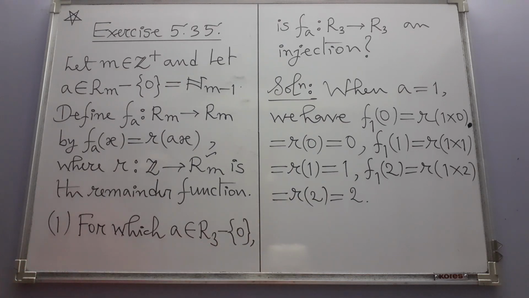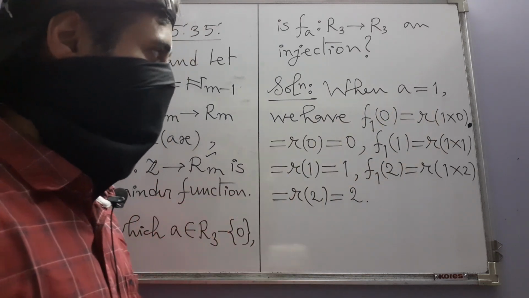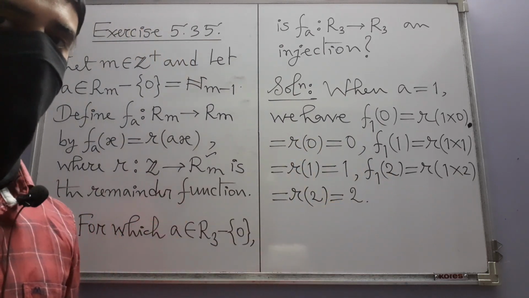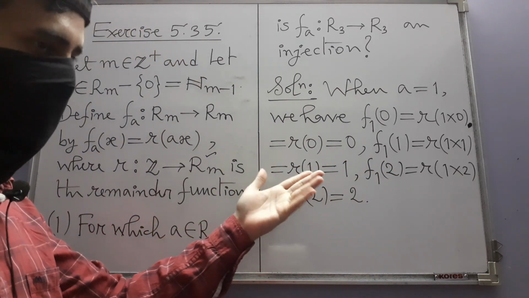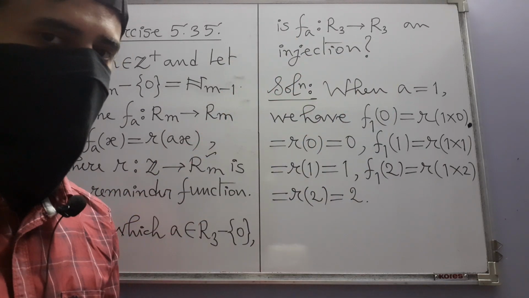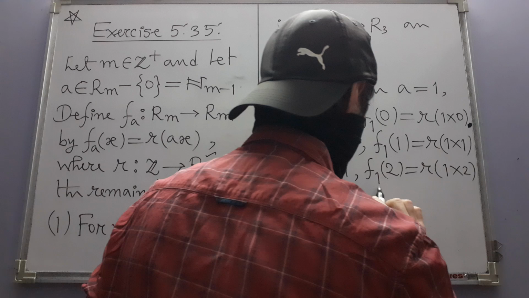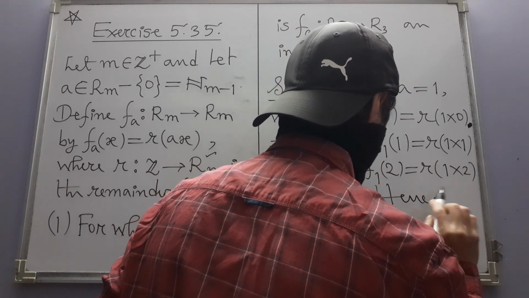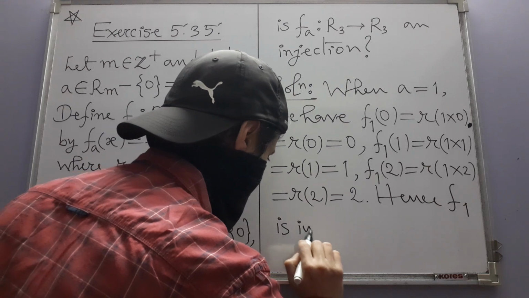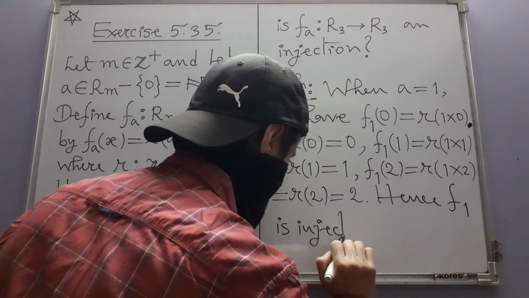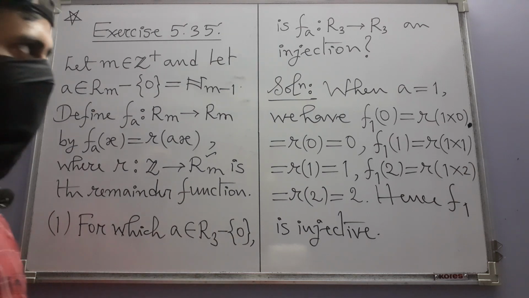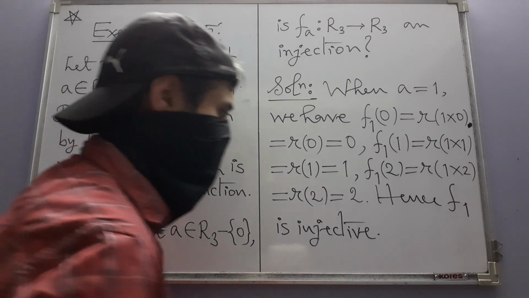So what do you see here? The image of 0 is 0, the image of 1 is 1, and the image of 2 is 2. So f1 turns out to really just be the identity function on R3, which of course is injective. Hence, f1 is injective. That means for a equal to 1, the function is injective.